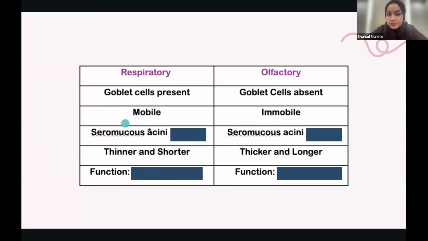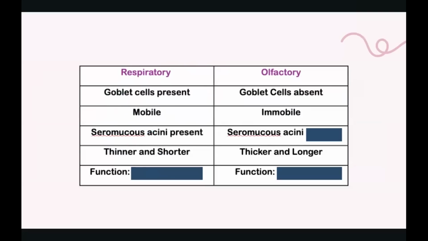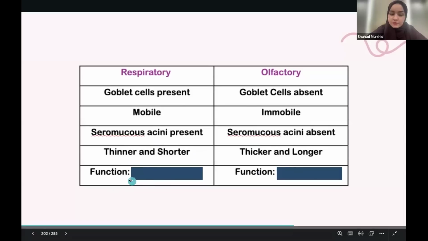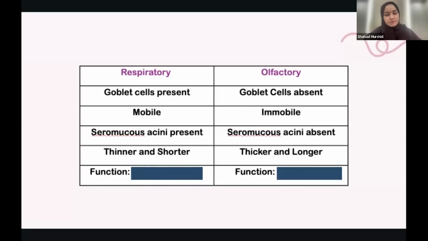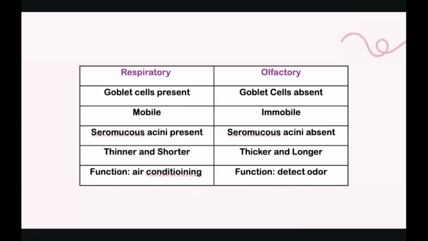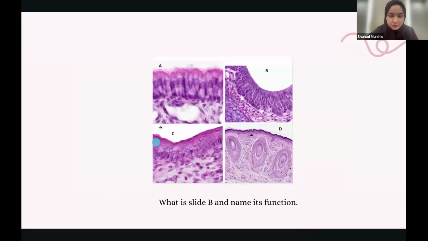Correct. And seromucinous acini, do we have it in respiratory or no? Yes. And in olfactory? No, we just have serous. And then it's thinner and shorter in respiratory, and thicker and longer in olfactory. Function of respiratory? To humidify the air. Yeah, conditioning, which is basically humidifying and everything. Function of olfactory? To detect the odor. Perfect. Okay, now you guys are pros.